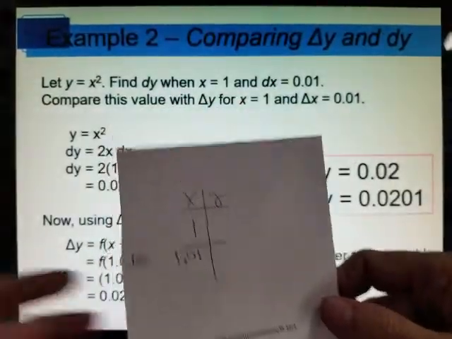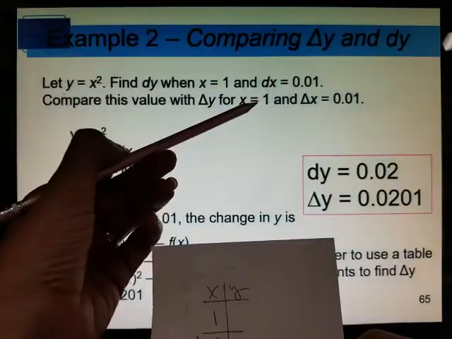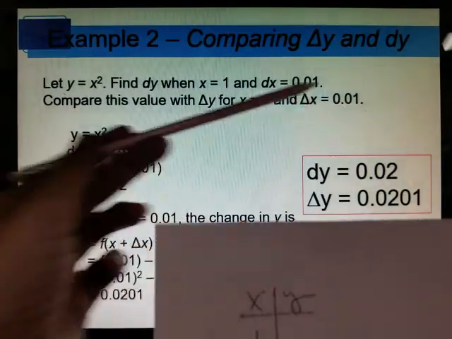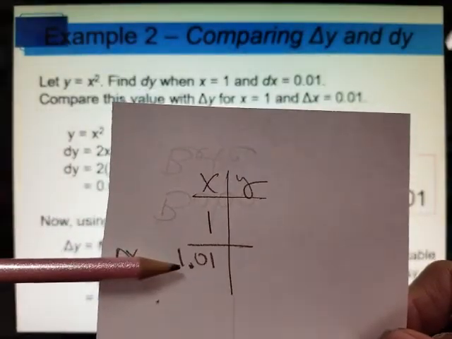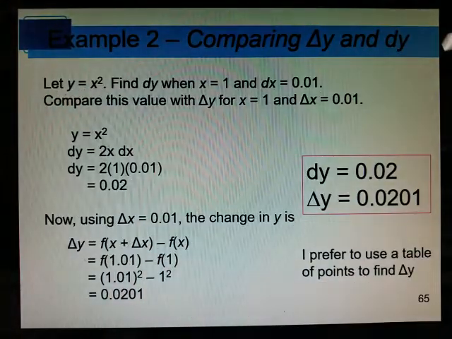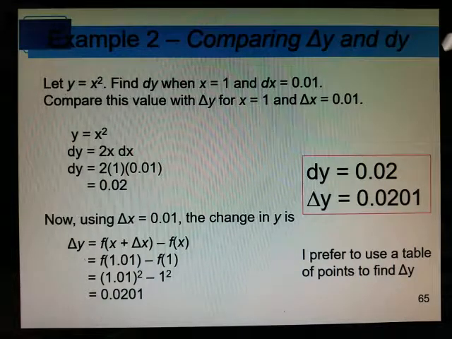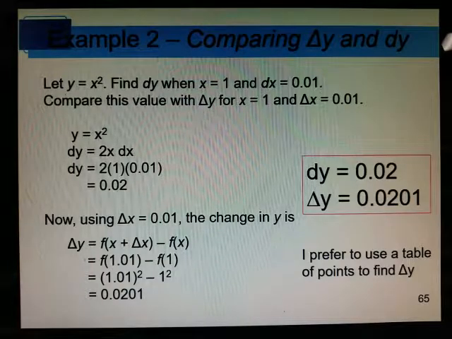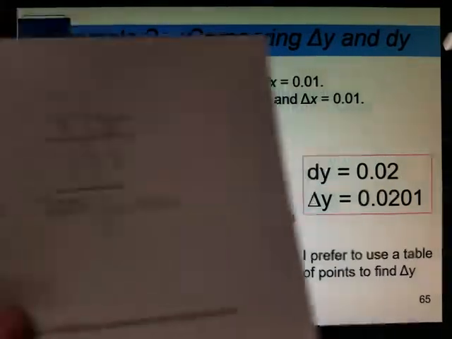So again, it said start with x is 1. So my table starts with x is 1. My delta x is a positive 100th, so that means my x should go up by 100th. Now take and plug both of these values into this original function here of x squared. So when I plug those into x squared, 1 squared is 1. 1.01 squared, okay, we would need to take that value. So let me grab my calculator. So 1.01 squared is going to be 1.0201. So here's my XY table.